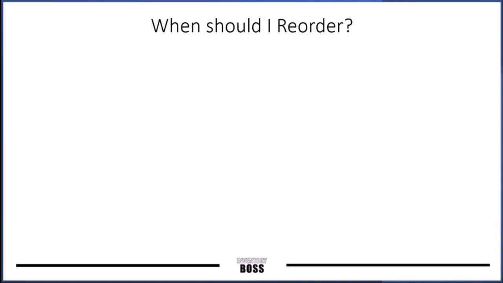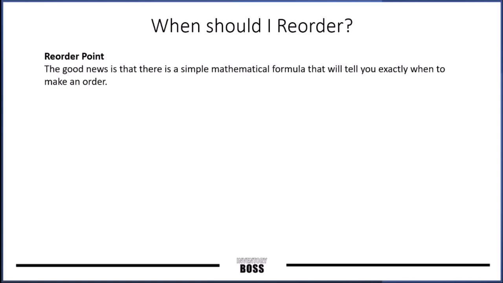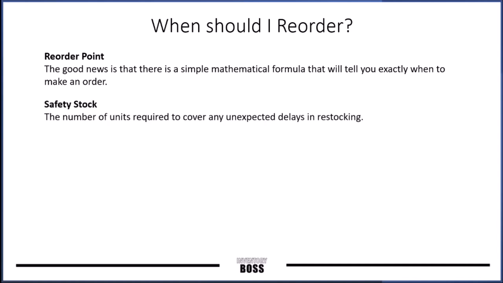When should I reorder? When should I make another order to replenish my stock? The good news is that there's a simple mathematical formula that will tell you exactly when to make an order. This formula has three different variables. The first one is called safety stock, which is the number of units required to cover any unexpected delays in restocking while you're waiting for your order to arrive.